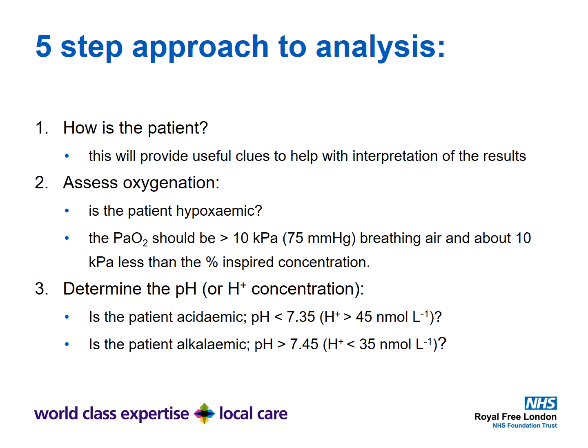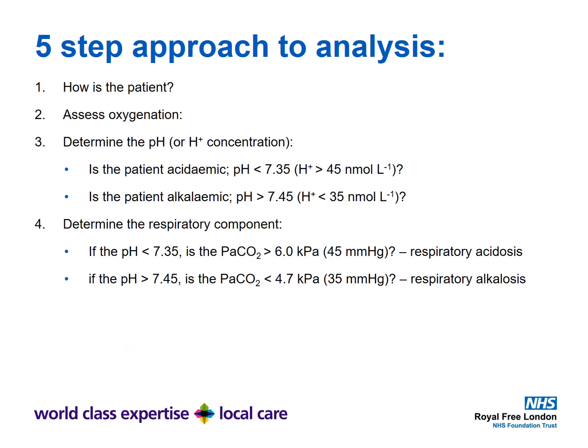Now, when you first look at a blood gas, some people will do pH first. You want to decide whether the patient is acidemic, i.e. has a pH of less than 7.35, or alkalemic, greater than 7.45. I don't have a particular preference. I personally tend to do pH first, but when you do assess the oxygen, it is important that you re-reference how much oxygen the patient is on.